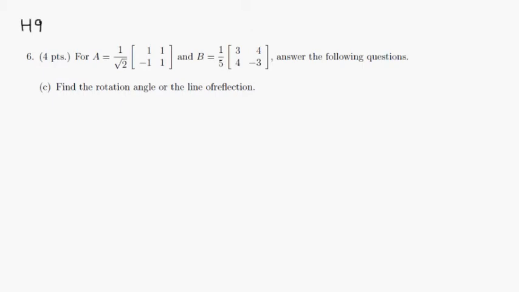Okay, let's look at homework 9, problem number 6. All right, let's do part C.